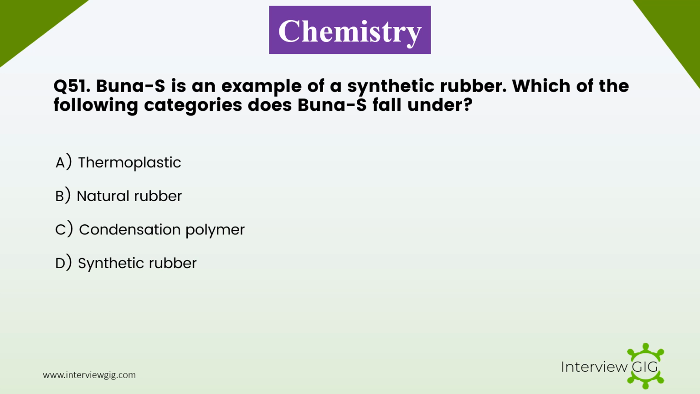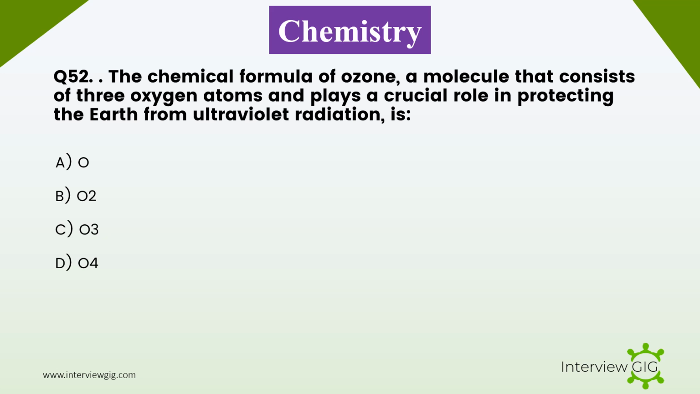Butane is an example of a synthetic rubber formed by the polymerization of butadiene and styrene. Which of the following categories does butane fall under? A. Thermoplastic. B. Natural rubber. C. Condensation polymer. D. Synthetic rubber. Answer D. Synthetic rubber. Next question.